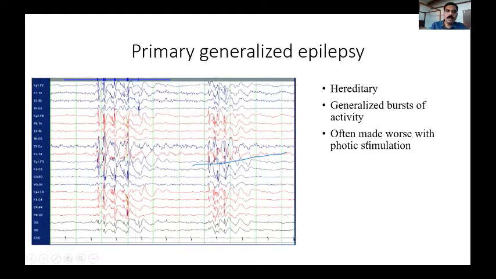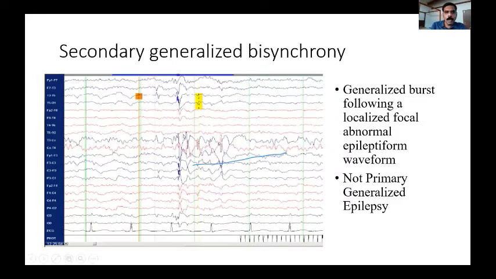It usually suggests idiopathic generalized epilepsy, most probably juvenile myoclonic epilepsy, and these cases need sodium valproate. If you give carbamazepine, these are the cases which can worsen after you start sodium channel blockers like carbamazepine or phenytoin.